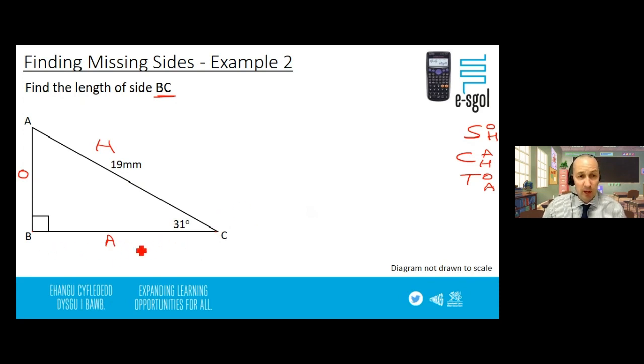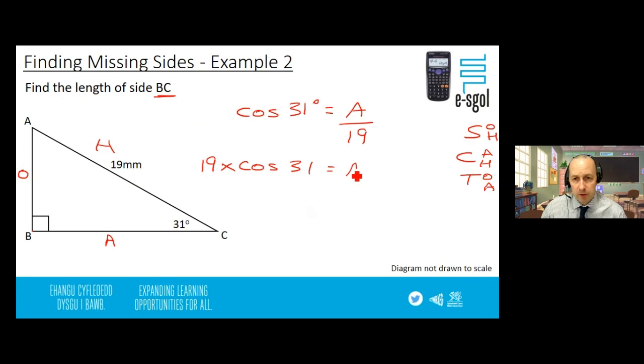So I could call it BC in my workings, or I could leave it as A in my workings. But what's important is I'm going to use the cos formula. So I'm finding the adjacent side and I'm given the hypotenuse. So I'm going to put the cos of 31 degrees. And that's going to be equal to A is on top. So I'll leave it as A to save writing BC. The adjacent side over the hypotenuse, which is 19. The method is the same as last time. I'm going to multiply both sides by 19. So that 19 goes up to multiply by the cos of 31. So 19 times the cos of 31. And that's going to be the adjacent side I'm looking for.